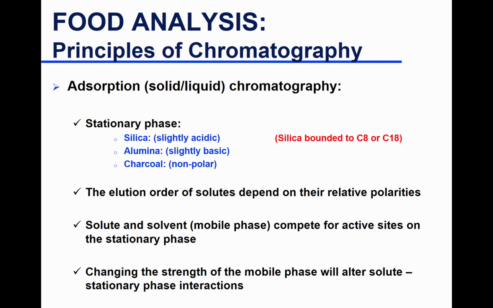C30, you'll find a C30. We use C30 for carotenoids, right? Yeah, we do. So the more hydrophobic your compounds are, you would go with a larger hydrocarbon chain. You want them to interact with your column so that they can get separated.